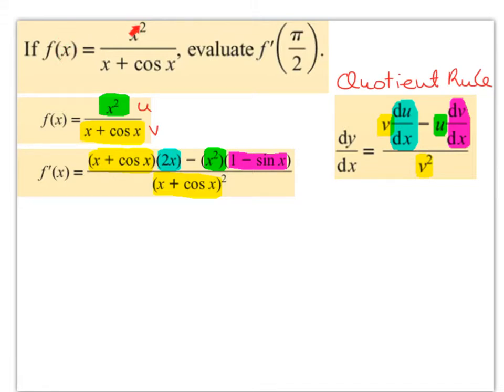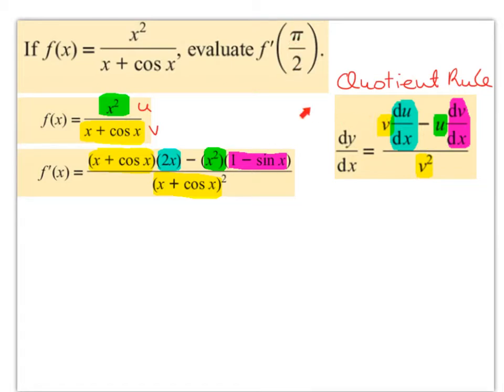If f of x equals x squared over x plus cos x, evaluate f prime of pi over 2. So f of x is x squared over x plus cos x. So we have a fraction. So the top is u, the bottom is v, and we're going to use the quotient rule to differentiate. After we've differentiated, we can sub in pi over 2.